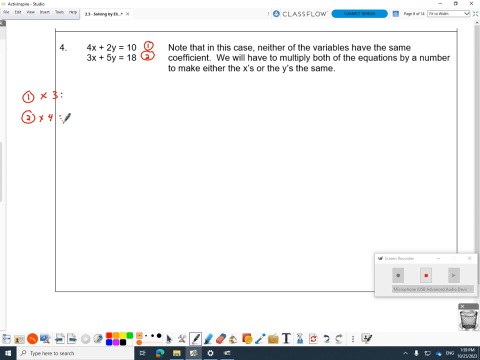Watch. Multiply the first one by 3: 12x plus 6y equals 30. I just multiplied everything by 3. Second one, I'm going to multiply everything by 4: 12x plus 20y equals 72. Don't copy it down yet. We've got to tweak it. It's really good.